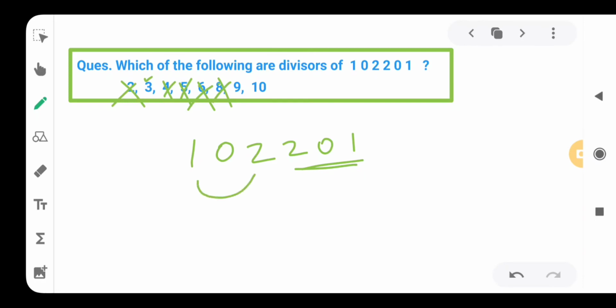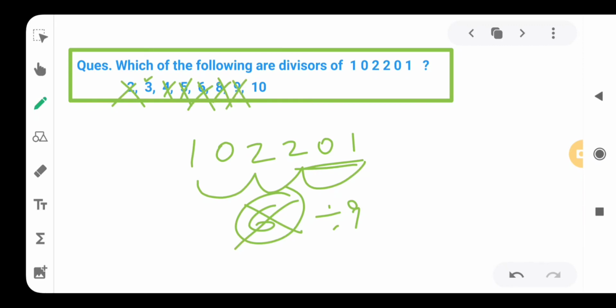Let's take the next value, that is 9. I'm going to add all the digits. After adding all the digits, we will get 6, and 6 cannot be divided by 9, so the entire value cannot be divisible by 9. Let's take the divisibility test of 10.